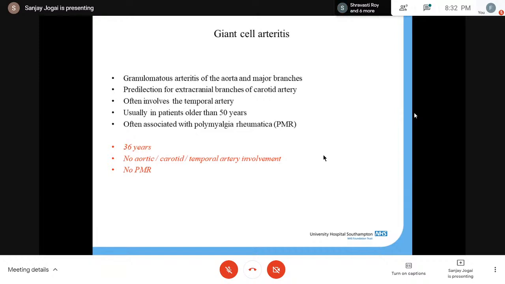Typically, patients are older than 50 years, and often there is the background of polymyalgia rheumatica. Interestingly, this patient was only 36. There was no PMR, there was no other artery involvement. So this was isolated, quite interesting.